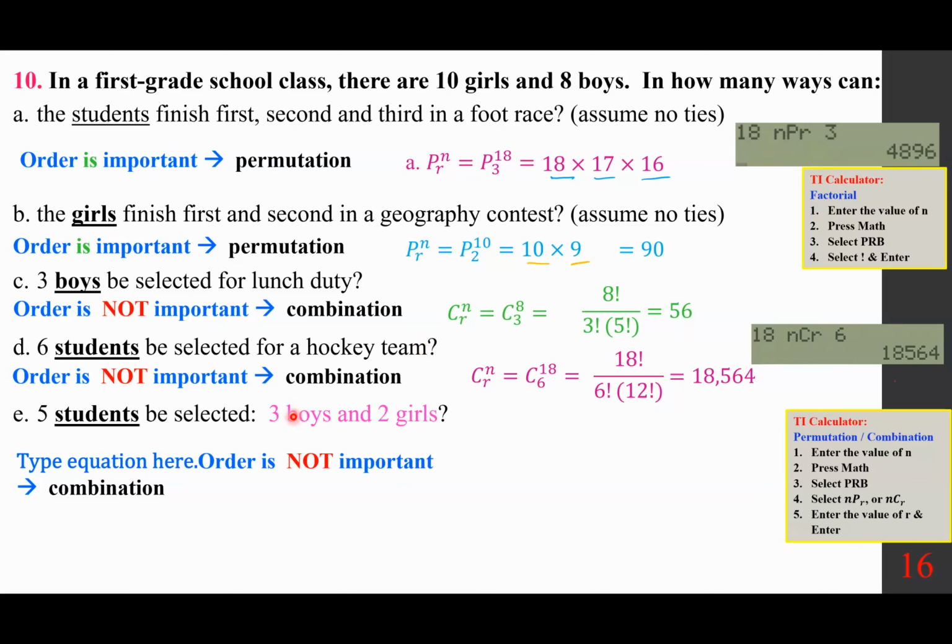So from the boys, we want to choose 3. So nCr, combination of 8 choose 3. And nCr for the girls, combination of 10 choose 2. Their product is the answer.